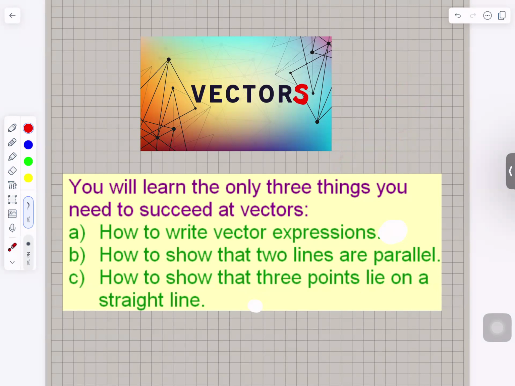These 3 things are very common in your GCSE mathematics. So it's very important to know how to do those 3 things. Expressions, show that 2 lines are parallel, and then show that 3 points lie on a straight line. And I'm going to show you how to do that. It's not very difficult. You just take your time and listen carefully, you will understand it.